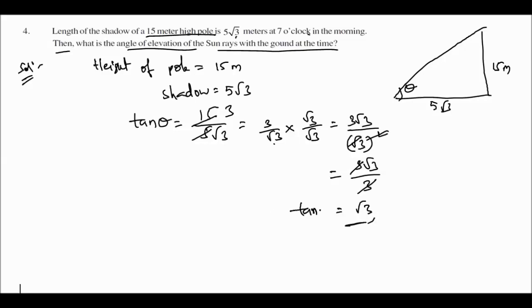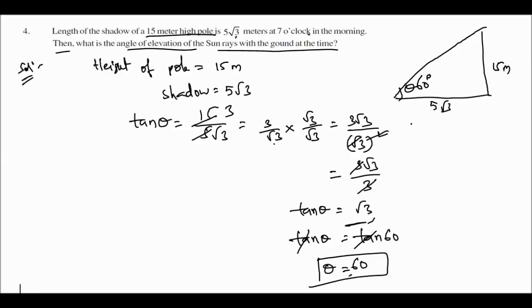Okay, tan theta is equal to root 3. When does that happen? Tan 60 is root 3. Okay, tan and tan will cancel. Theta is equal to 60 is the answer. So theta means here the 60 degrees of angle.